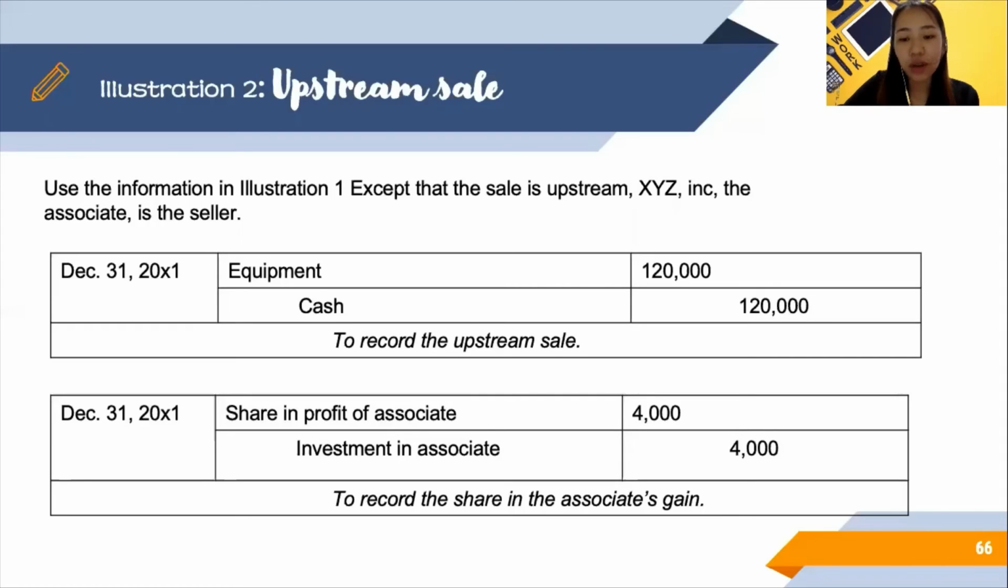So the investor will eliminate its share in profit of 4,000. The entry to record the share in associate gain on December 31, 20X1: debit share in profit of associate 4,000, credit investment in associate 4,000.